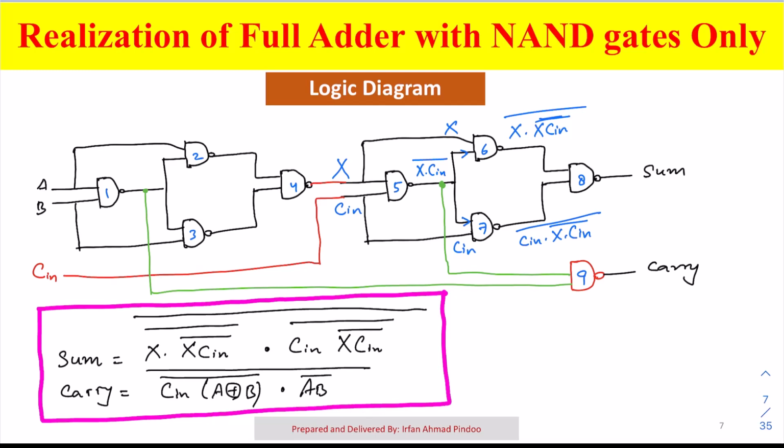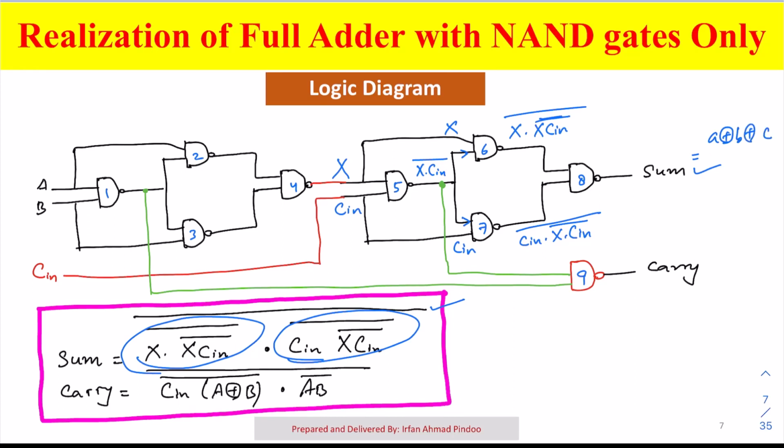So you can see the sum equation is being implemented almost. We are done with the internal steps. Now we need this extra big bar. For that we are using gate number 8. Gate 8 is nothing but the dot product of term 1 that you can see here and term 2 that you can see here. So that gives us the sum, which is A XOR B XOR C.